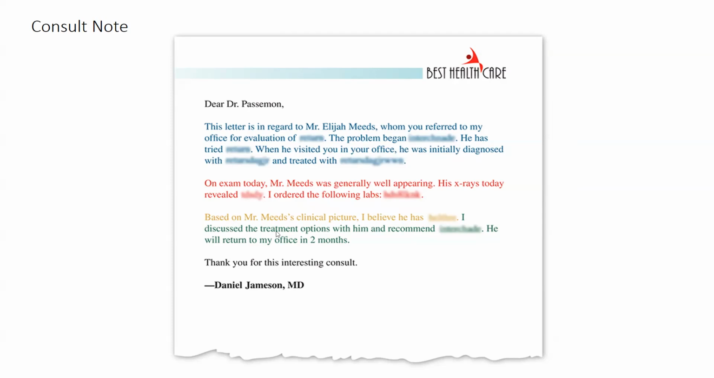And then the assessment portion says that I think this is the diagnosis. And so the plan for going forward is to do this. And the disposition is he'll return in 2 months. There are lots of different kinds of consult notes, and this chapter in your textbook goes over a number of different ones you may want to take a look at.